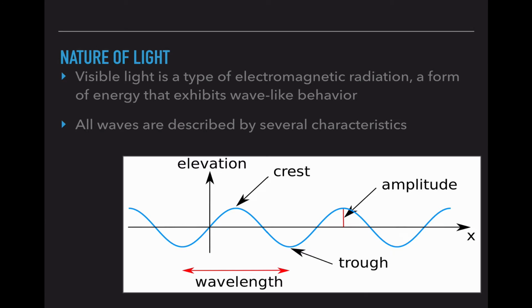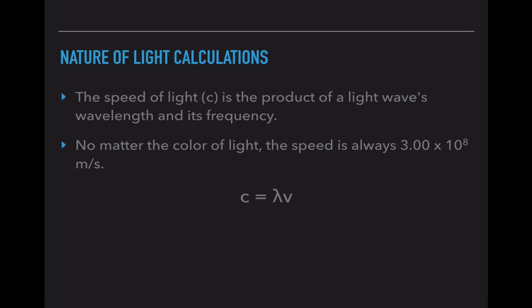Frequency is measured in hertz, capital H, lowercase z, because frequency is the number of waves per second. So hertz is actually 1 divided by seconds. We can use this information to do calculations.